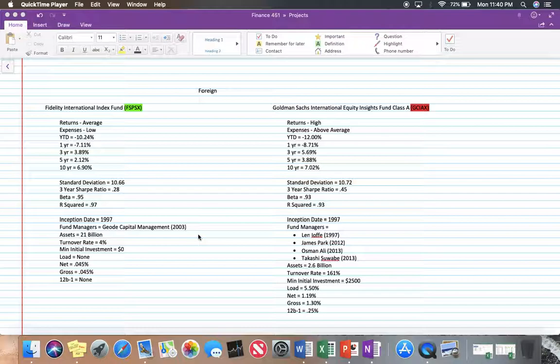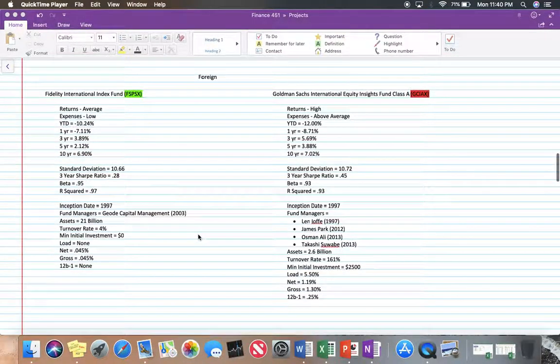And R squared, 0.97 and 0.93, is just a correlation between the markets and these funds, which is they're very highly correlated. Inception date, as we can see, is both 1997. The fund manager for the Fidelity International Fund is Geode Capital Management since 2003, and the fund managers for the Goldman Sachs fund are Len, James, Osmond, and Takashi. And Len's been there since the inception date.